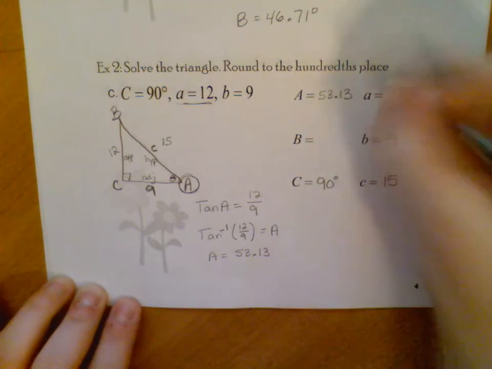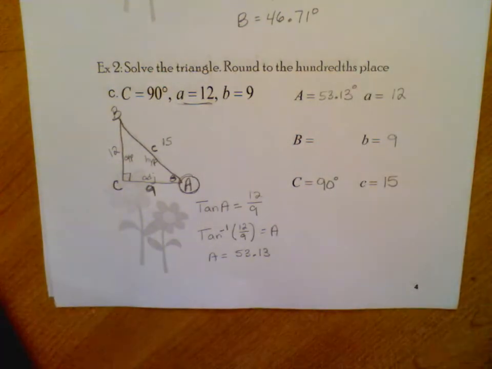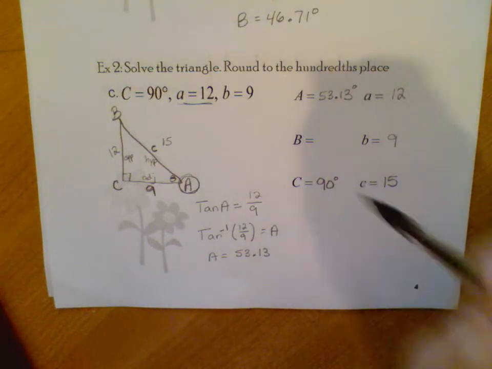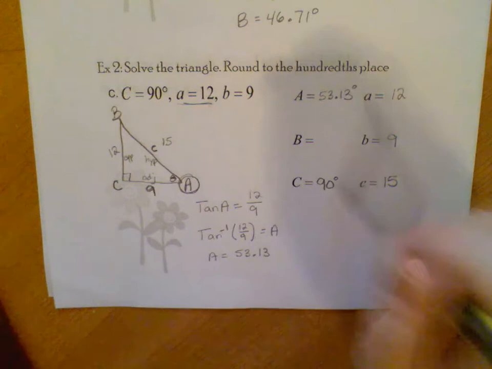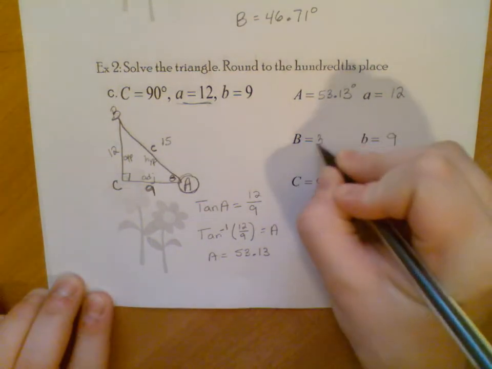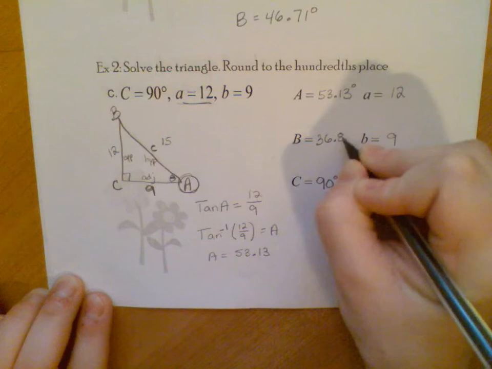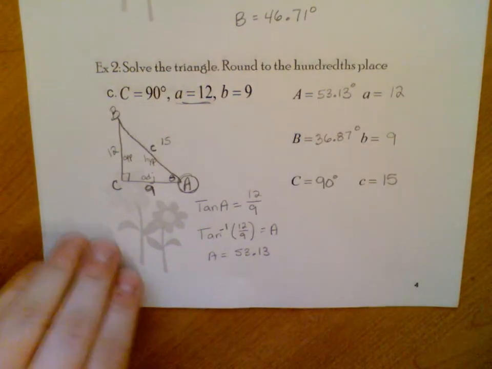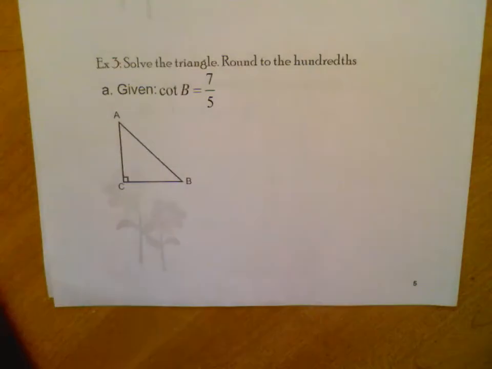So that's 53.13 degrees. Now to find angle B, when you've got two angles, these have to add to 180. So I'm going to do 180 minus 90 minus 53.13, and I got 36.87 degrees.